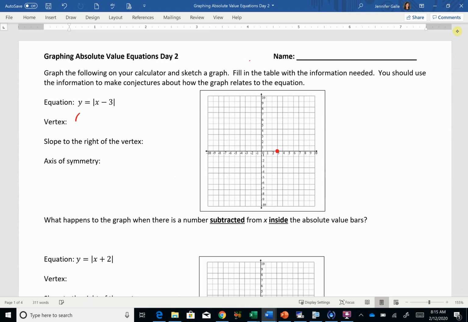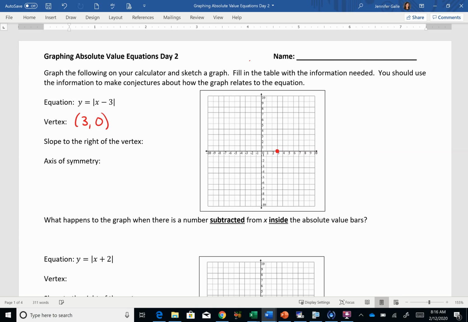That ordered pair is 3, 0. Whenever you're asked for the vertex, it's always written as an ordered pair. It is a point on your graph. It's the point where the two sides of the V come together.